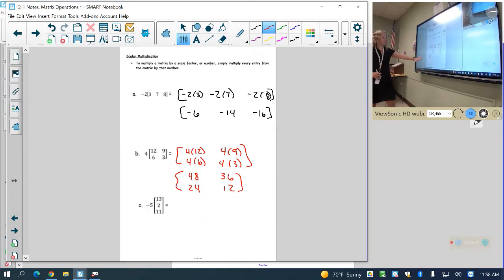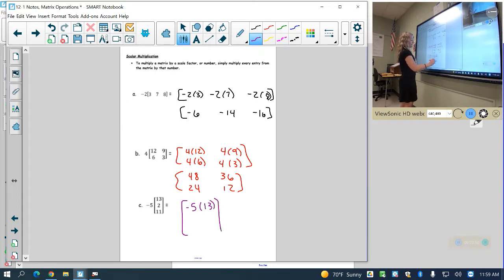And then one more example. It doesn't matter what the matrix looks like. This is a 3 by 1, so I'm just going to multiply each one by negative 5. So I have negative 5 times 13. And then I have negative 5 times 2. And then I have negative 5 times 11.